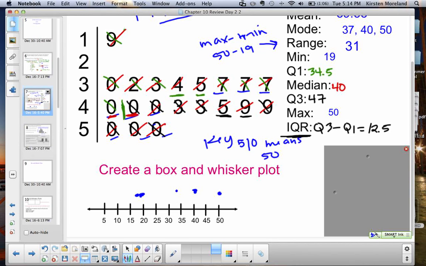So Q1 is approximately there. Q3 is approximately there. These two create my whiskers. And then the box goes from Q1 to Q3. And then don't forget to draw a line in your box for the median. So there's my box and whisker plot. Now we're going to move on to histograms.